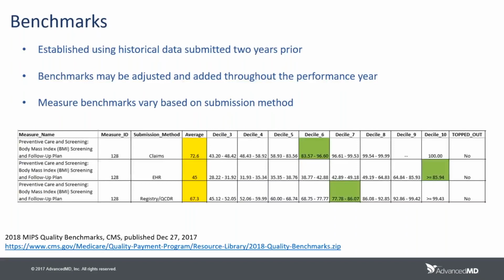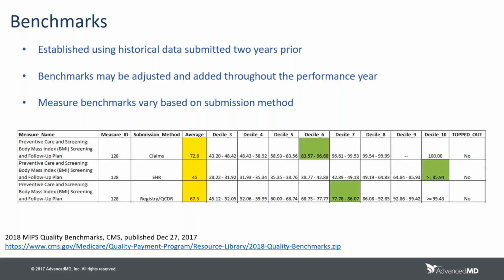So those benchmarks that we have may be adjusted, but also new benchmarks will be added throughout the year based on those quality measures that didn't previously have a benchmark from previous reporting years. And then we have measure benchmarks that vary based on the submission method. And what I did here is I pulled a screenshot from the CMS Quality Benchmark resource site to show you that here with this example for the preventive care and screening for the body's mass index, how you submit your measure determines the points that you would get for that measure.